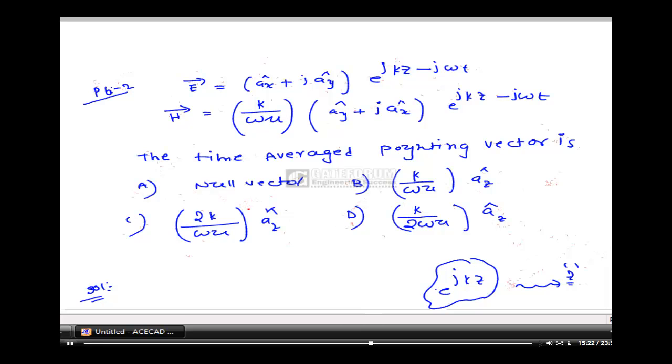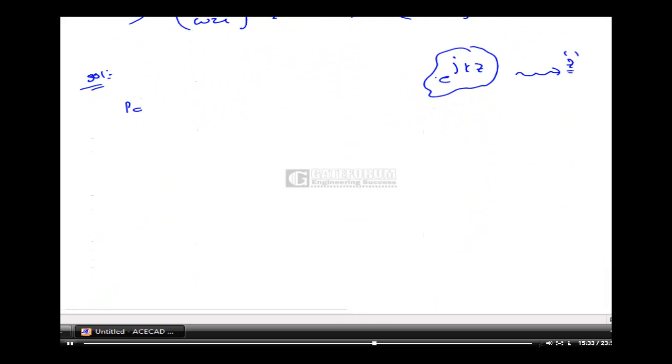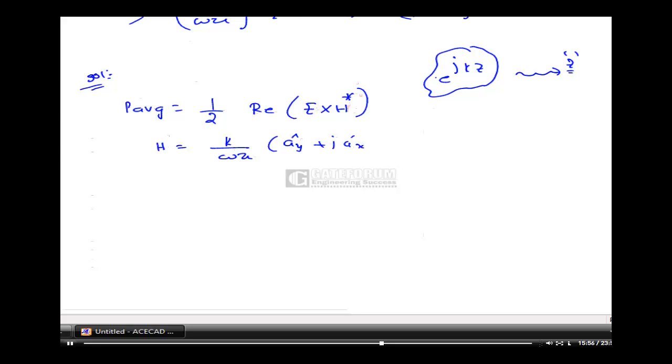Because two equations are given, we will go for this formula for the average power. We have to calculate the average power. The average power is given by half into real of E cross H star. We will go with this formula because both E and H are given. H is given by k by omega mu (ay plus j ax) e power j kz minus j omega t.